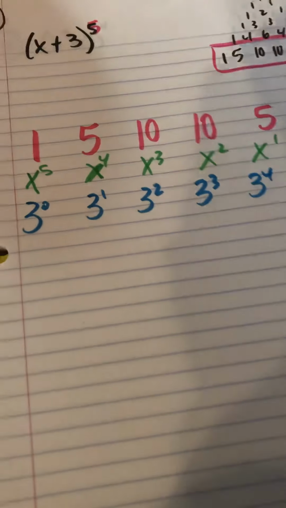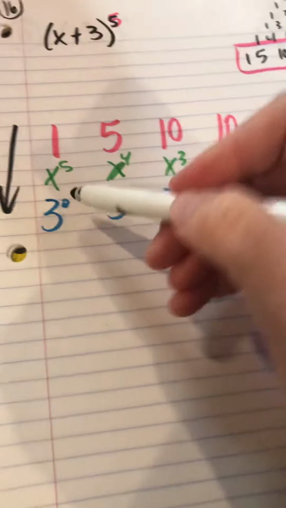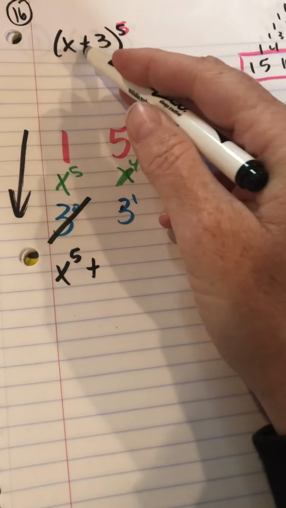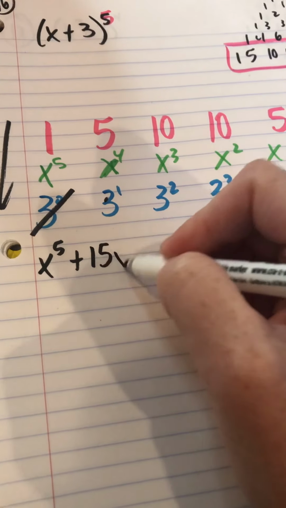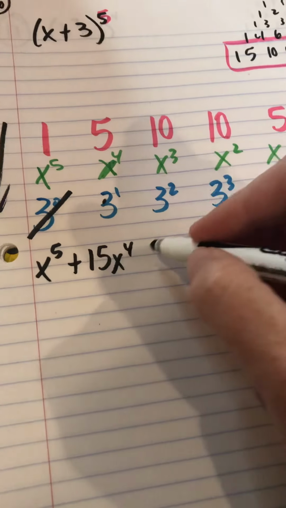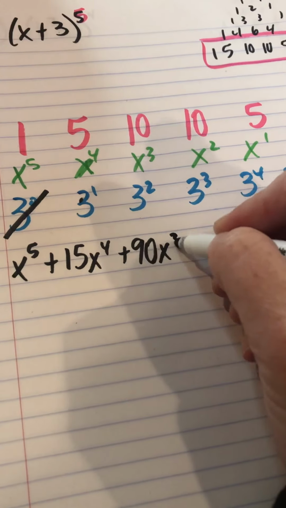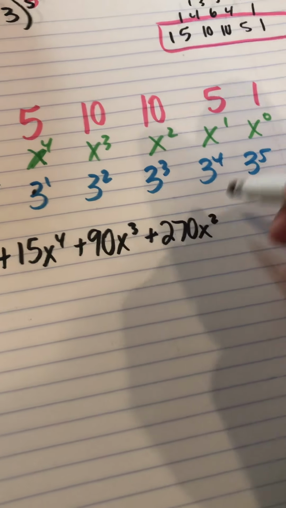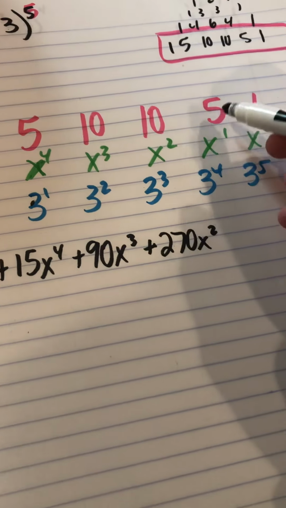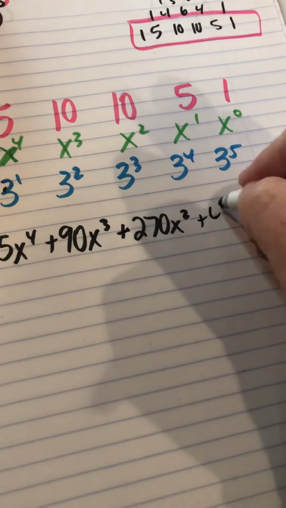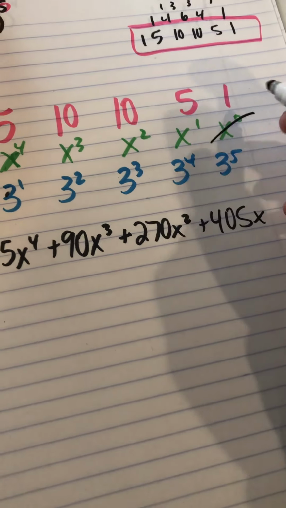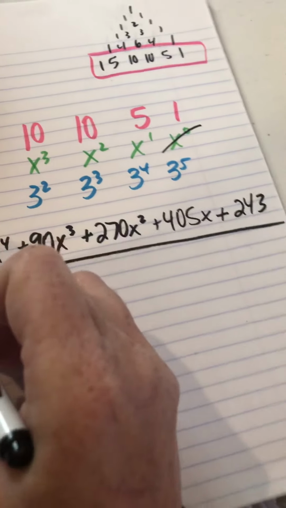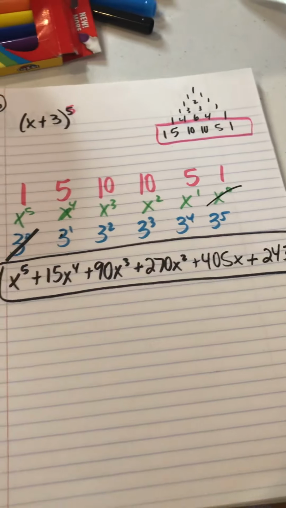Take our back term, and we're going to multiply down. So we got x to the 5th. 5 times 3 is 15, we still got plus, so plus 15x to the 4th. 9 times 10 is 90x cubed. 27 times 10 should be 270. Yep, just checked. And then 3 to the 4th was 81 times 5 is 405. And then this cancels out, and 3 to the 5th is 243.